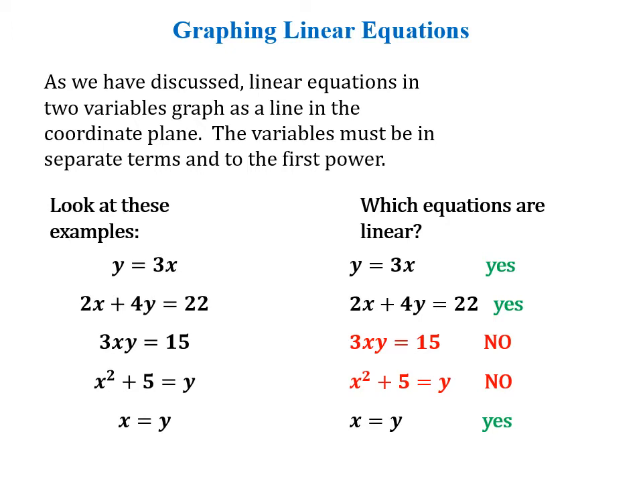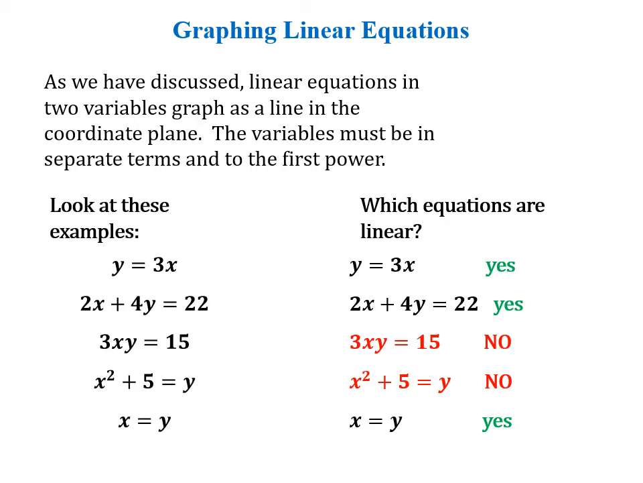Y equals 3x has two variables that are both to the first power and in separate terms. Yes, it is a linear equation. 2x plus 4 equals 22 is also a linear equation. 3xy equals 15. The variables are to the first power, but they are a product. They are not in separate terms. Therefore, that is not a linear equation.